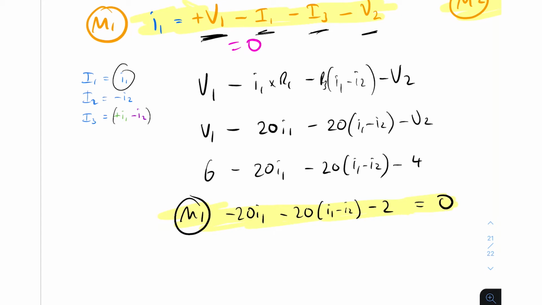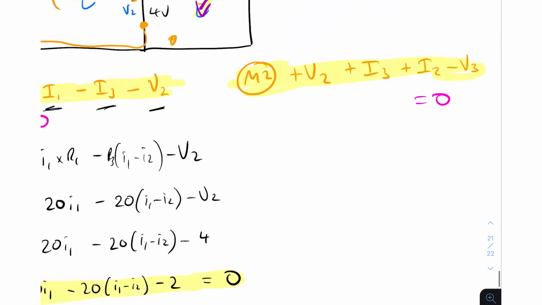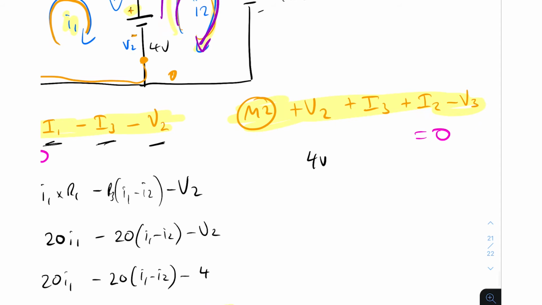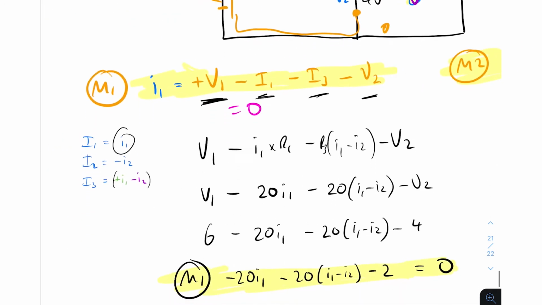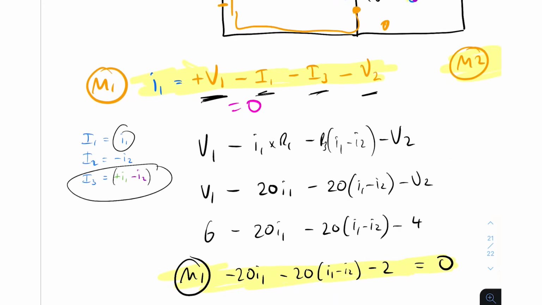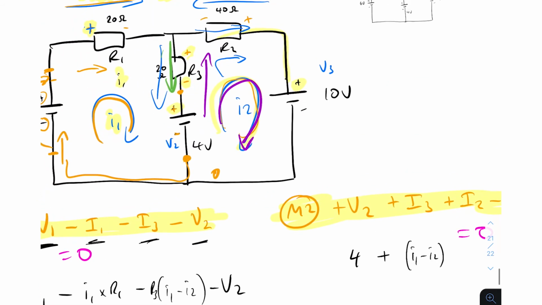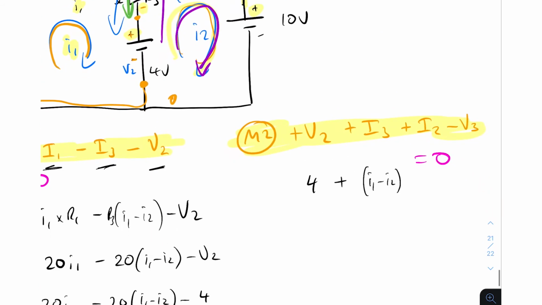Cool. If you didn't get that, don't worry. Let's just do that again for mesh 2. Okay, so we've got V2, which we know is 4 volts. I don't need to put the volts because these are the KVLs, so we know it's in voltage anyway. Then I3, which is equal to I1 minus I2. So I1 minus I2, but then we also need the resistor value of I3, which is 20.